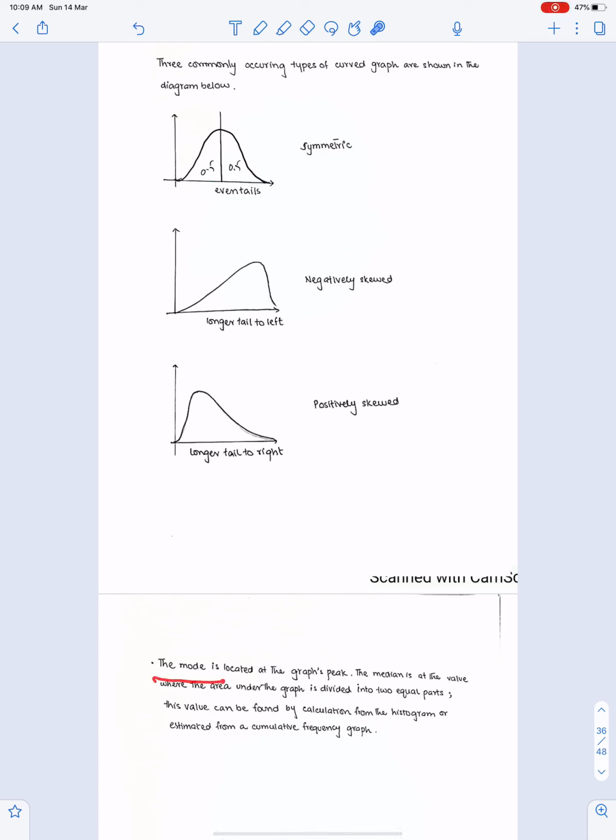The mode is located at the graph's peak. Here is the mode. The median is at the value where the area under the graph is divided into equal parts. Maybe median is here, because if this area is 0.5 and this is 0.5, then median must be here. But mode is here. Mode means the value of x at which probability is highest. This is the highest probability.